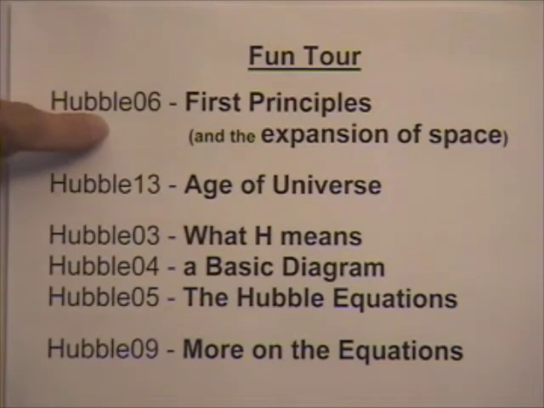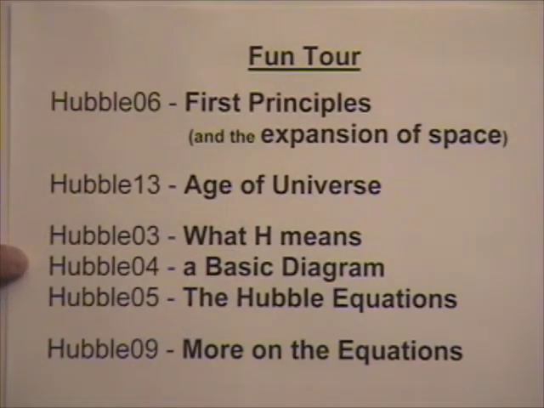You would start with Hubble06, First Principles, which also discusses and explains the expansion of space to some extent. Then Hubble13 discusses the age of the universe. Then you can double back to the beginning, Hubble03, 04, 05, for what H means, what the Hubble constant means, a basic diagram, which is very important in understanding what's being talked about, and the Hubble equations, and then more on the equations in Hubble09.